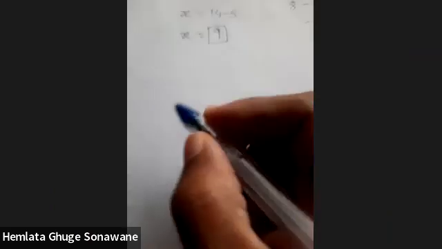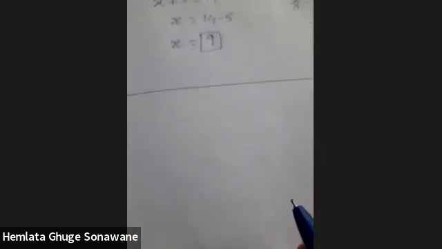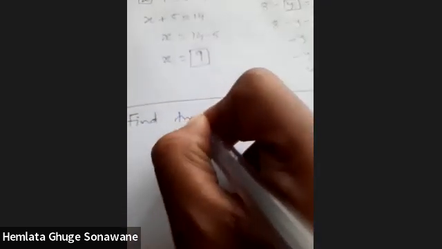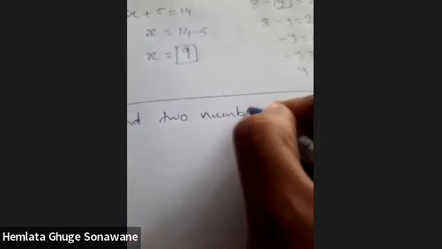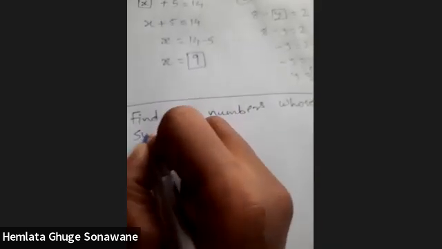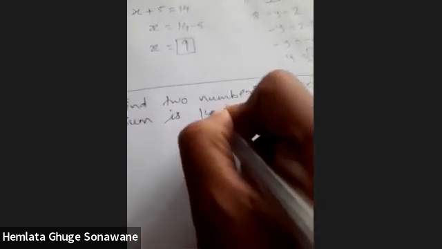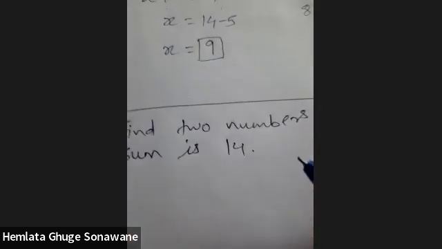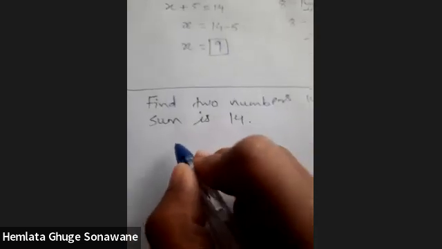So next example, we'll take: find two numbers whose sum is 14. We have to find two numbers whose sum is 14. Now we'll consider those numbers as x and y.